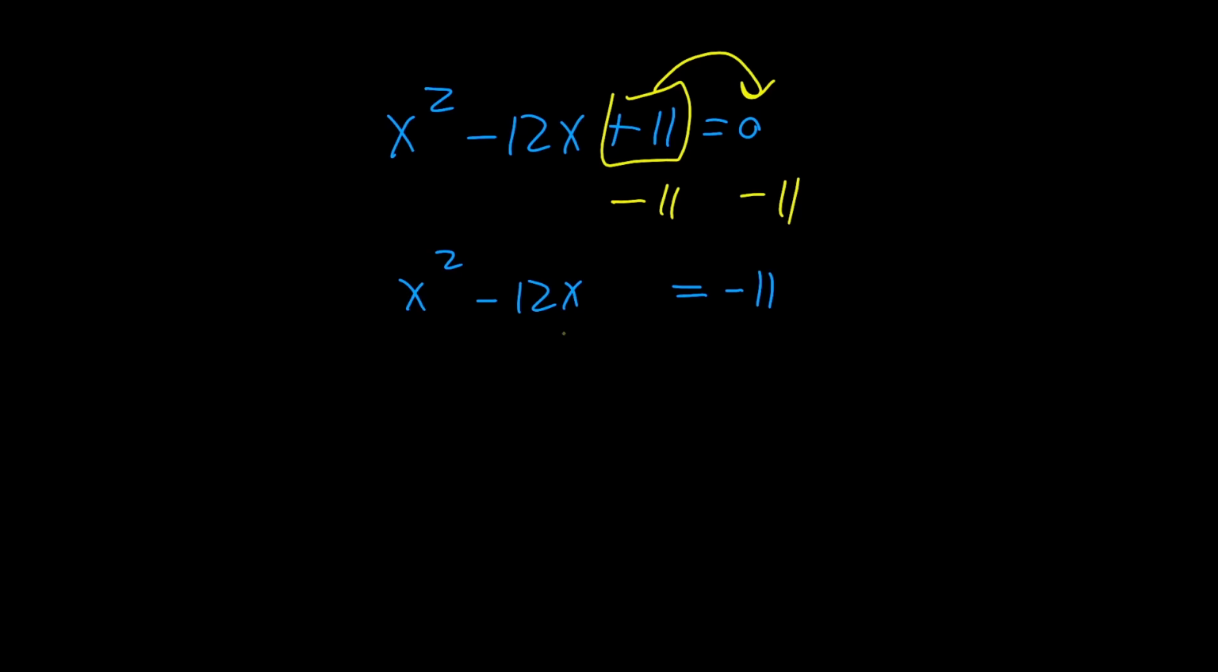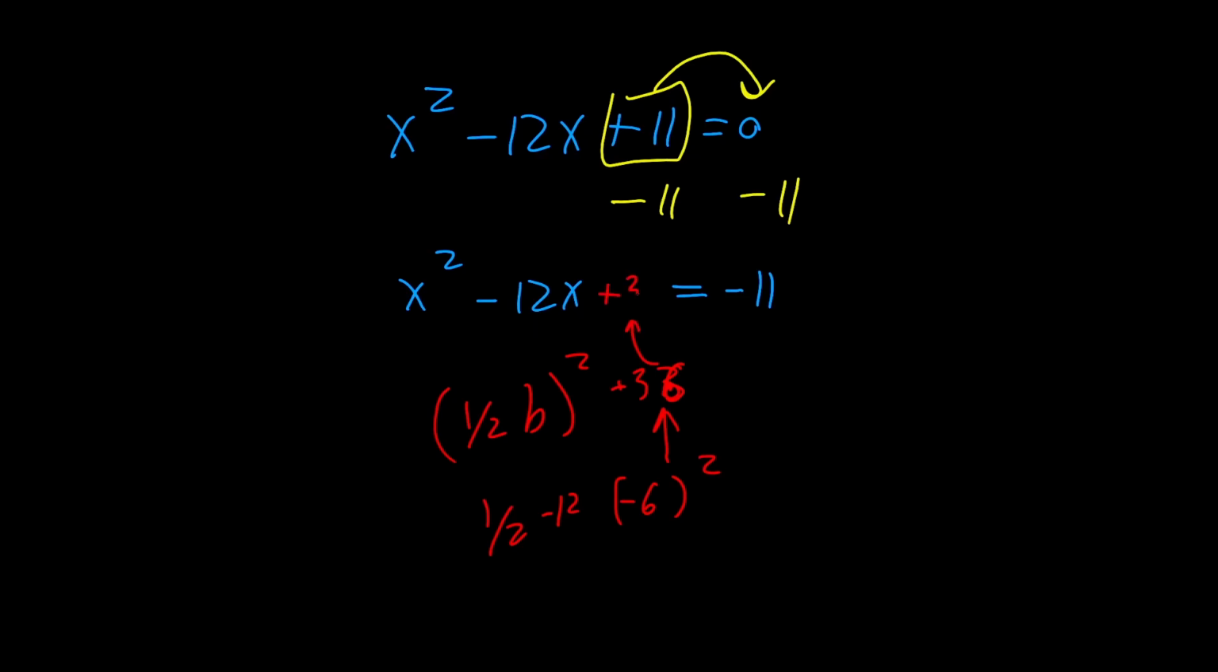From there, I need to do the completing the square thing, where I take 1/2 of my b value and square it. So I need 1/2 of negative 12, which is negative 6, and then I need to square that, which will give us 36. 36 is the value that I'm going to plug in here.